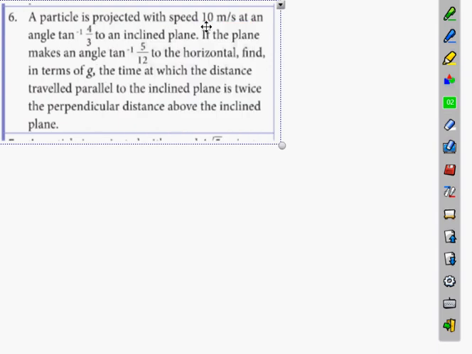Question 6, okay? The particle is projected with speed 10 meters per second at an angle tan inverse 4/3 to an inclined plane. If the plane makes an angle tan inverse 5/12 to horizontal, find, in terms of g, the time at which the distance travelled parallel to the inclined plane is twice the perpendicular distance above the inclined plane. Alright, an interesting one, okay?